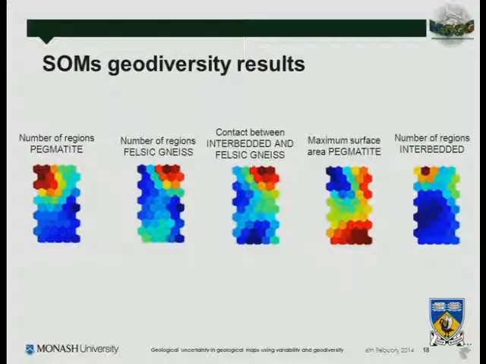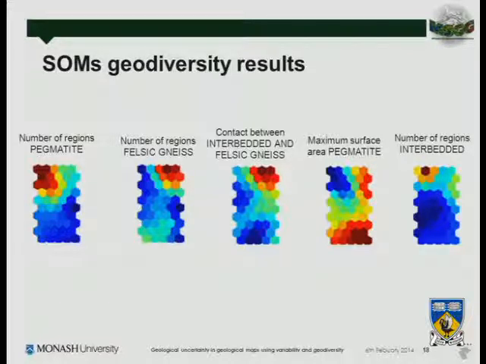There's a number of regions for the felsic gneiss. So that's important because it shows how often the students are actually recording the felsic gneiss. So if they only record it once, then they're possibly not seeing it where it should be occurring. There's the contact between the interbedded and the felsic gneiss, which correlates well, so you should expect the felsic gneiss to be within the interbedded.